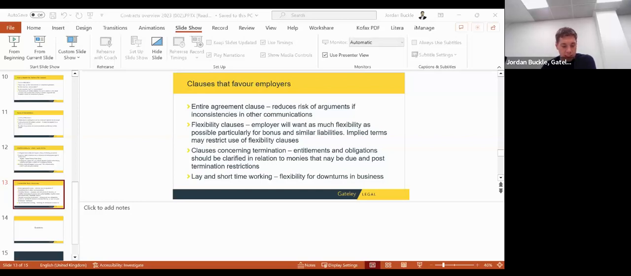And then last but not least, layoff and short-time working. So this is a particular form of flexibility clause, historically prevalent in construction and in industries where work tends to fluctuate. Although recessions and, of course, the COVID-19 pandemic have highlighted the possible advantages of wide usage, as companies try to find ways to reduce costs in a downturn without permanently losing skilled staff through redundancy.